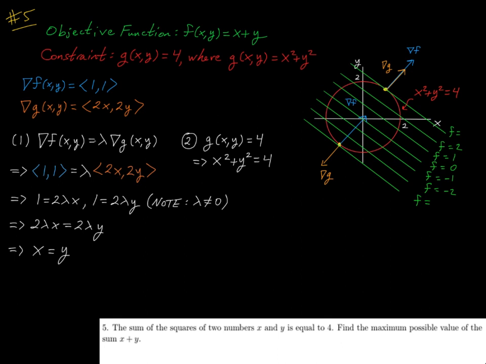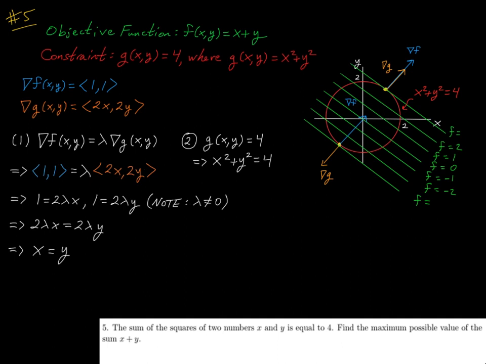All right, so now let's go ahead and solve. Going from equation 1, the gradient of f is 1, 1. That has to equal lambda times the gradient of g, that's 2x, 2y. So if I equate components, the i component on the left side is 1, and the i component on the right side is, if you distribute lambda, 2 lambda x. Equating j components, I get that 1 is equal to 2 lambda y.